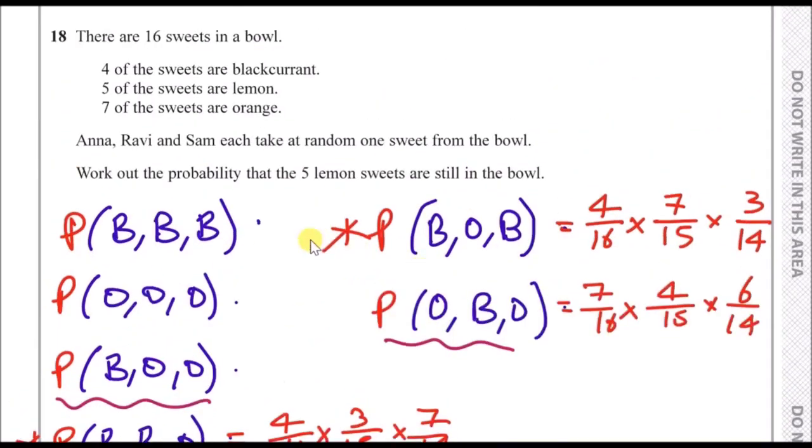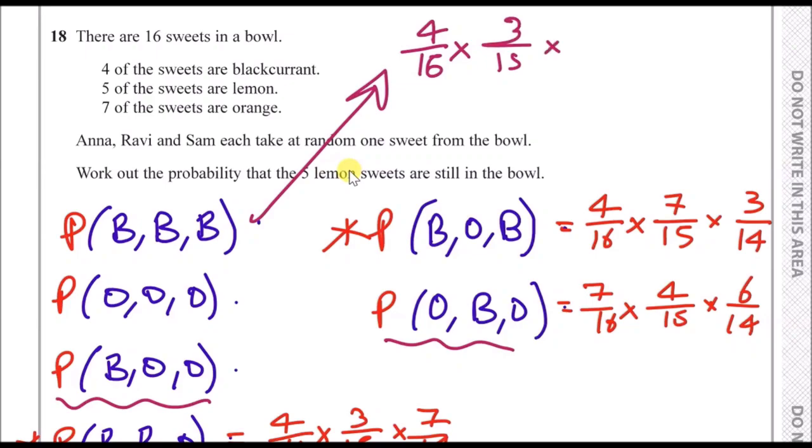This is kind of similar. So to get this probability, I'm going to write this answer here. You're going to get 4 out of 16 times, to get a second blackcurrant will be 3 out of 15. And then to get a third one will be 2 out of 14.